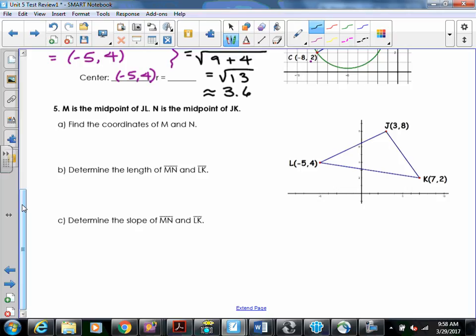Next problem. For number 5, it asks for the midpoint of segment JL. And it says M is the midpoint of segment JL, and N is the midpoint of segment JK. So for part A, they want the coordinates of M and the coordinates of N. Well, remember, M is the coordinate for the midpoint of segment JL. So we're going to focus on this segment right here. I want the midpoint of that segment.